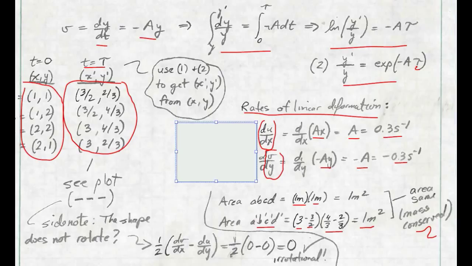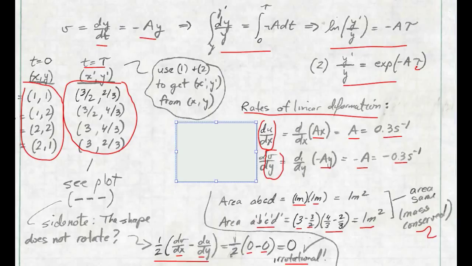Also, if we wanted to, we weren't asked this, but we could look at this criteria for rotational or irrotational flow, or vorticity here. 1/2 times dv/dx minus du/dy. In this case, it's just 1/2 times 0 minus 0 because v is a function only of y, and u is a function of only x. So when you take the derivative with respect to those opposite coordinates, you get zeros. And so it's 0, and it's irrotational.